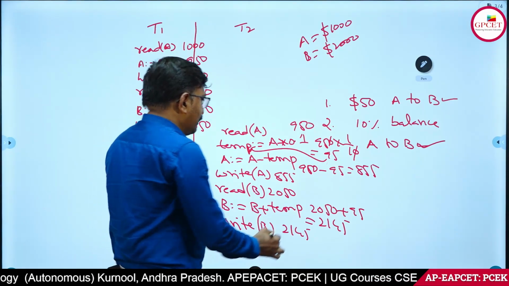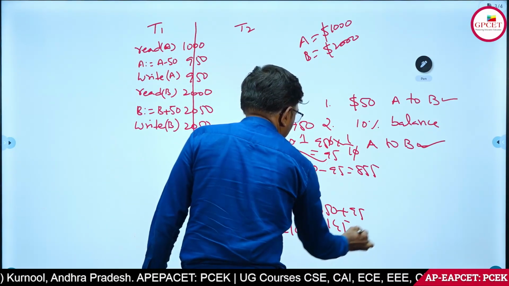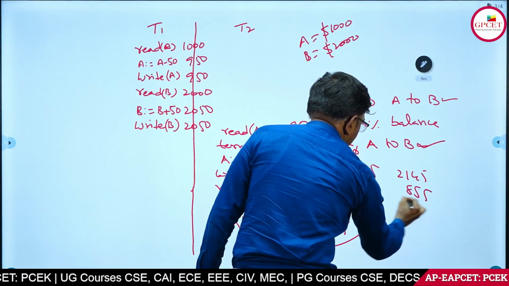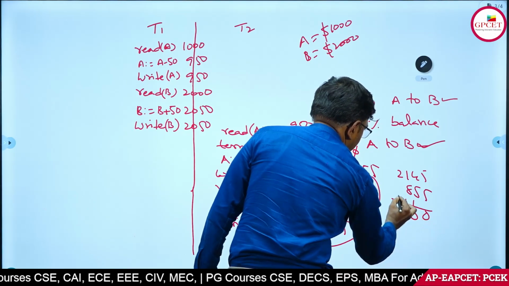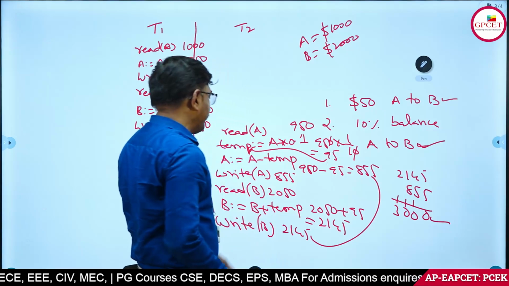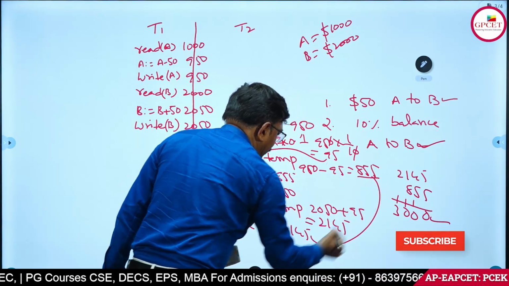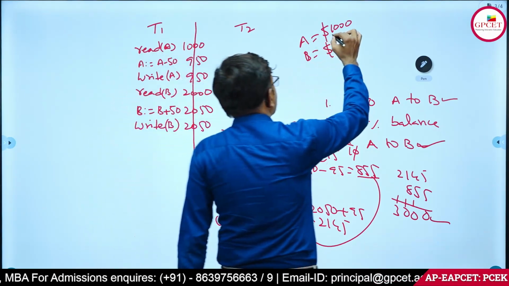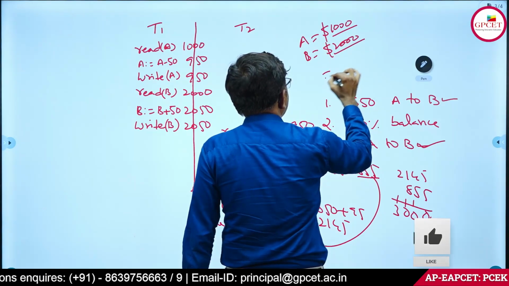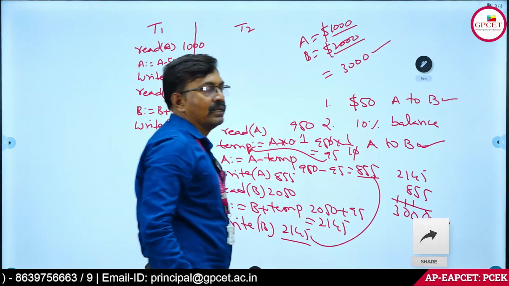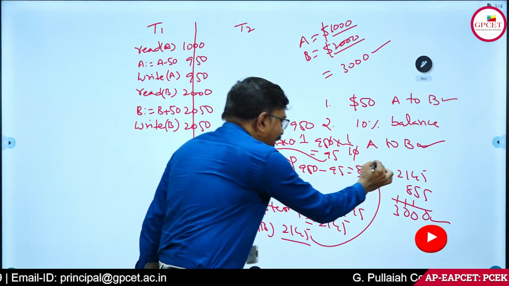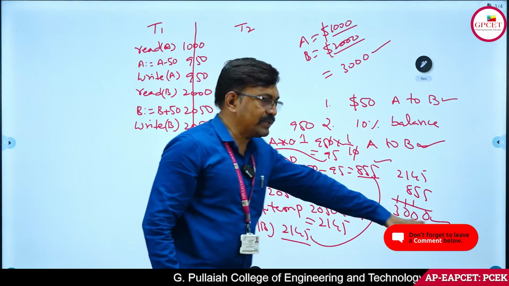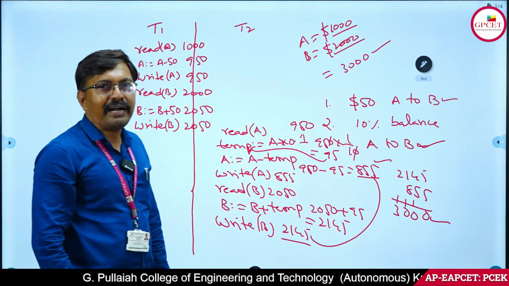That is before execution, after execution. Observe here: 2145 plus 855 is 3000. Before execution, what is A plus B? A equal to $1,000, B equal to $2,000. What is the sum? Sum equal to 3000. Why? Because A plus B. After execution, A value is 855 and B value is 2145. What is the total? 3000. Before execution and after execution, the value does not change.